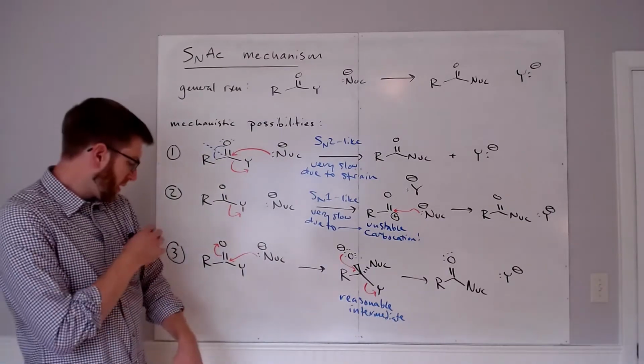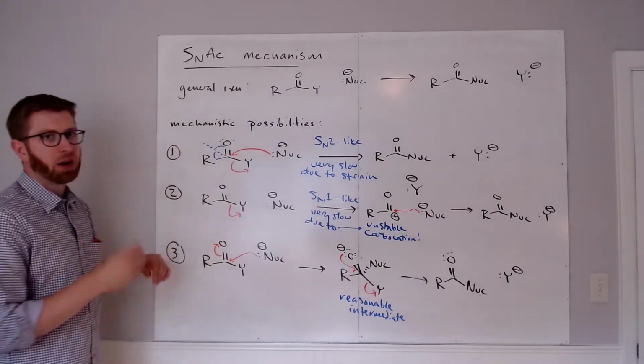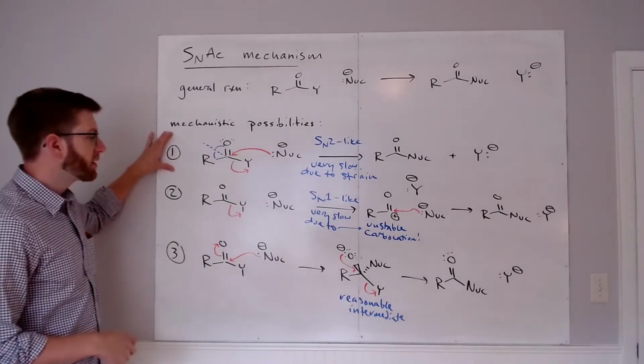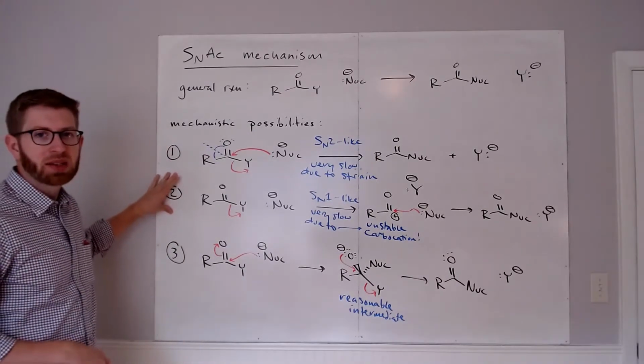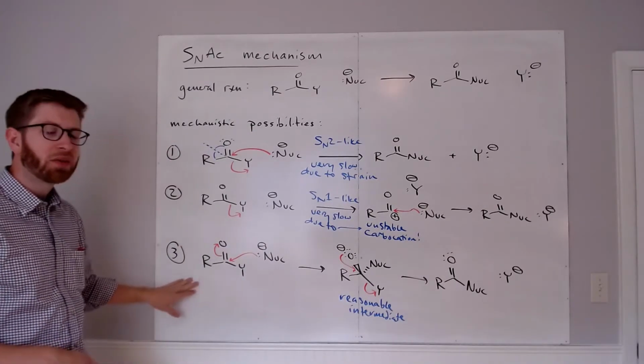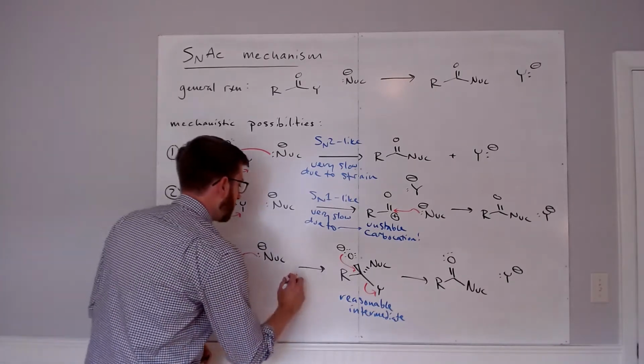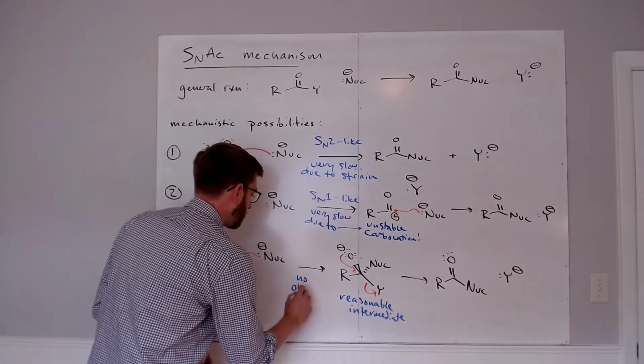So we've basically decided that we've got serious rate problems with the SN2-like mechanism, we've got serious rate problems with the SN1-like mechanism, and we don't identify the same problems here. So no obvious issues.